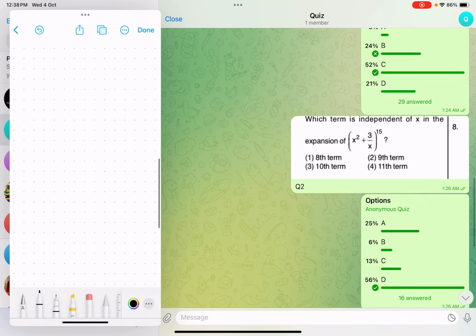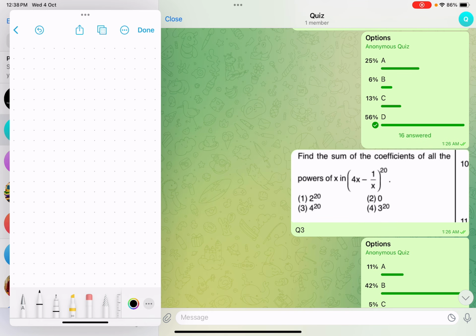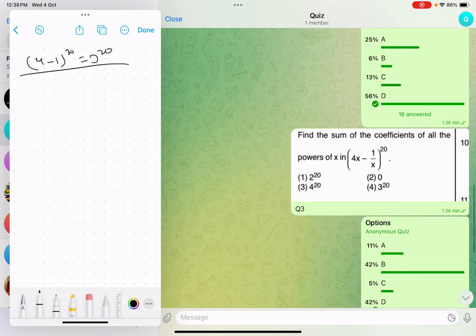Okay, next question, find the sum of coefficient of all the powers of x. In this there is one funda, just put variable equal to 1. Okay, so if you put x equal to 1, we'll get 4 minus 1 to the power 20, so 3 to the power 20 is the answer to this question. Okay, nothing much you should know in this, you must.